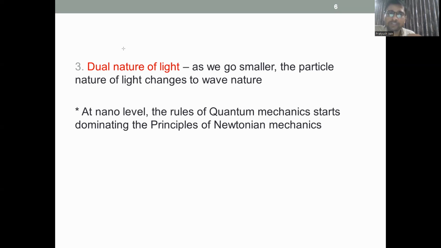Now, because of all three reasons, at nanoscale, the principles of Newtonian mechanics cannot be used. We cannot use principles of classical mechanics. We cannot use Newton's 3 laws of motion. At nanoscale or at nano level, we have some new rules called rules of quantum mechanics. So we use them instead of rules of Newtonian mechanics.